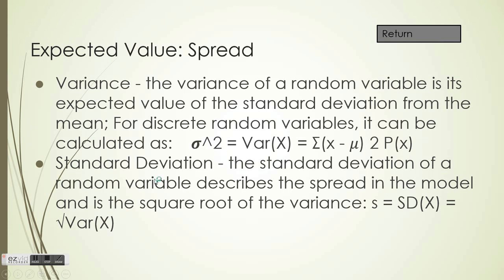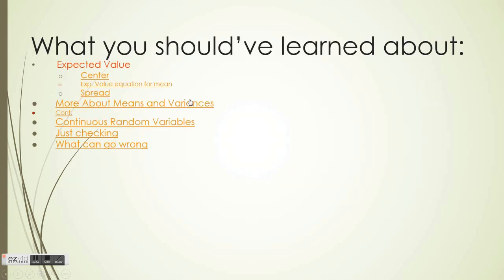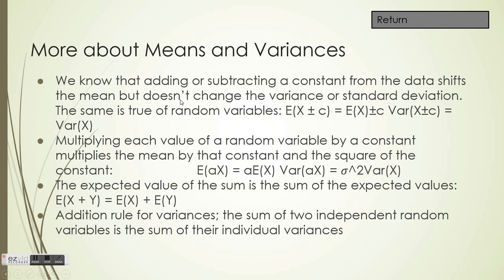And standard deviation. The standard deviation of a random variable describes the spread in the model and is the square root of the variance, and that's the equation. You can click return, and you can learn about means and variances. We know that adding or subtracting a constant from the data shifts the mean but doesn't change the variance or standard deviation. The same is true for random variables, and that is the equation for that. And multiplying each value of a random variable by a constant multiplies the mean by the constant and the variance by the square of the constant. So that's how you multiply that.